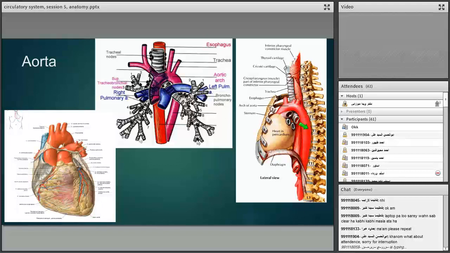Pay attention please. If we draw a hypothetical line from the second costal cartilage of the ribs to the T4 or T5 vertebra, the disc between T4 and T5 vertebra, I mean the sternal plane. I have explained that for you in previous sessions.